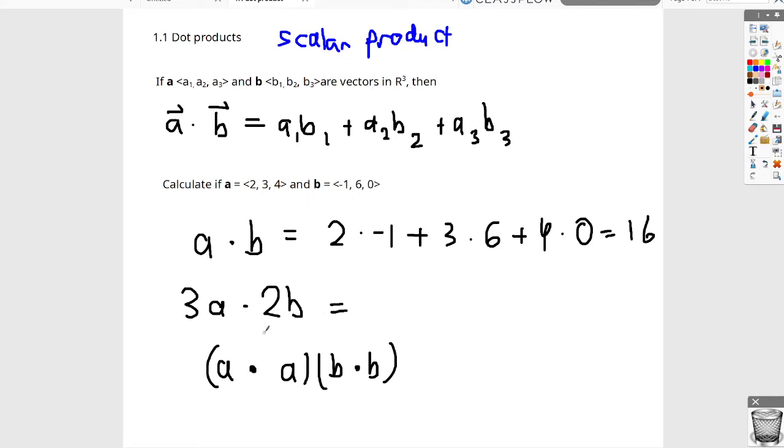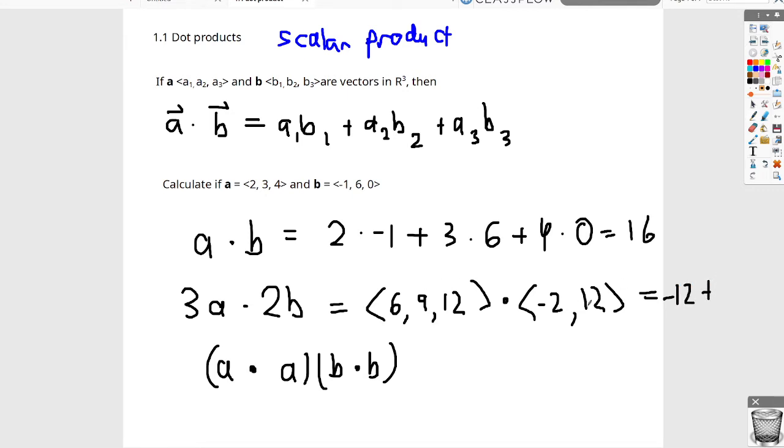3A dot 2B. So if you have a number before a vector like that, that means distribute the 3 to each component of the vector. So 3A will be what? 3A will be 6, 9, 12. And 2B will be what? 2B will be negative 2, 12. So that is 6 times negative 2, negative 12, plus 9 times 12, 108, 96. 96. Oh, I'm sorry.